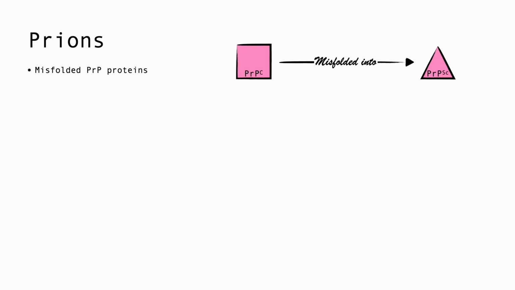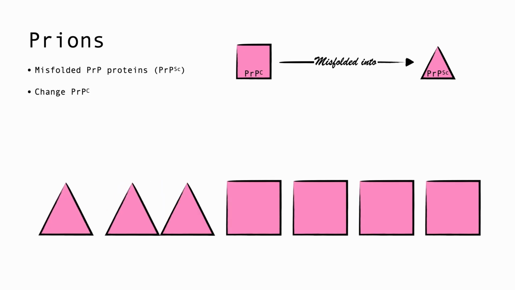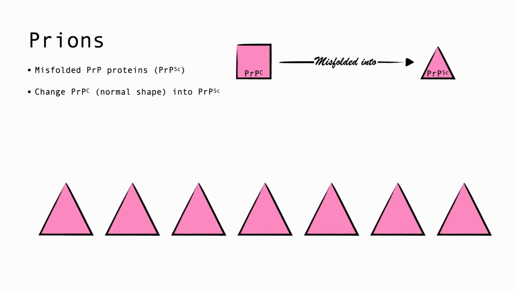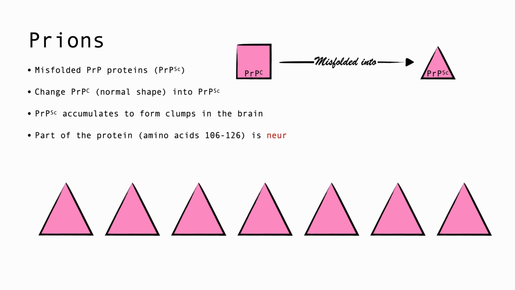Prions are essentially PRP proteins that are misfolded into the abnormal shape PRPSC and can replicate by changing the normal form of the protein PRPC into PRPSC. The PRPSC accumulates into what are basically clumps of protein in the brain. Also, part of the prion protein, amino acids 106 to 126 to be specific, have been shown to be neurotoxic in studies. As scientists gain more knowledge and understanding as to how prions arise, replicate, and cause disease, they will hopefully get closer and closer to developing a cure or treatment for prion diseases.